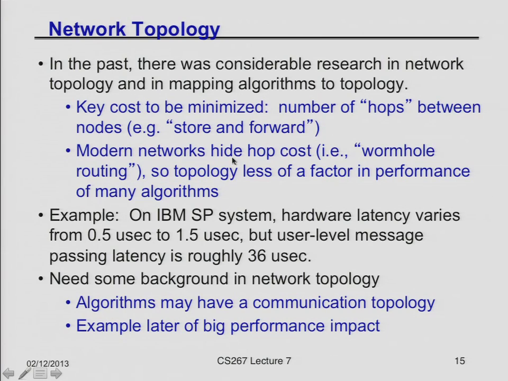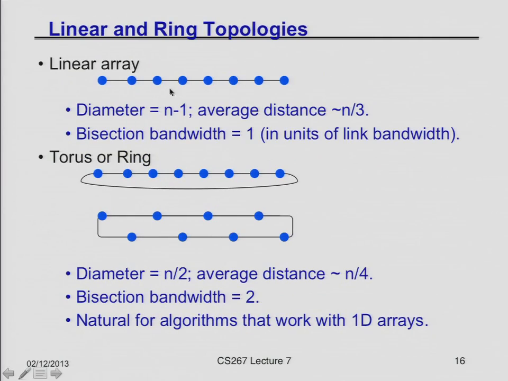Modern networks try to hide all this. They use what's called wormhole routing, so they will sort of try to find the fastest, least congested path on the fly and send it to you. And so most of the time you don't have to pay attention to this, but this is sort of the dive into the hardware part of the talk. And there are a few algorithms where it really does matter. So let me just show you some of the topologies that people have used and what the bisection bandwidths are.